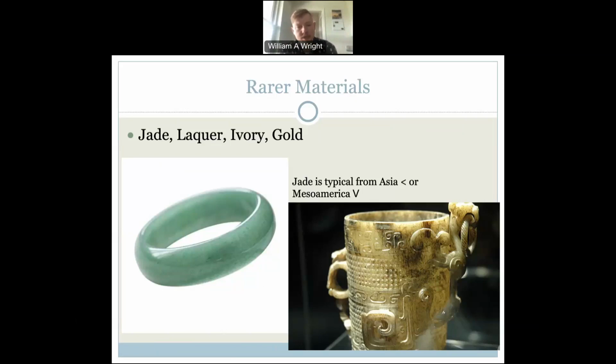The typical sources, especially for green jade, are in Asia. Although Mesoamerica, if you go back to the Olmec societies, has beautiful dark green jade spread all across Central America and Mexico. And then they also found jade deposits in Italy, up on mountaintops.